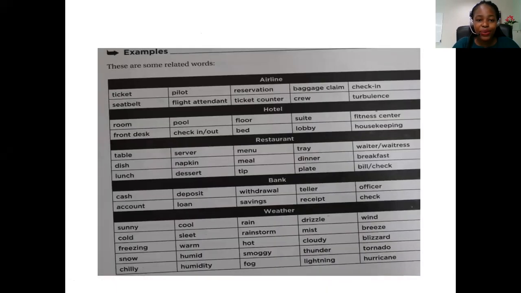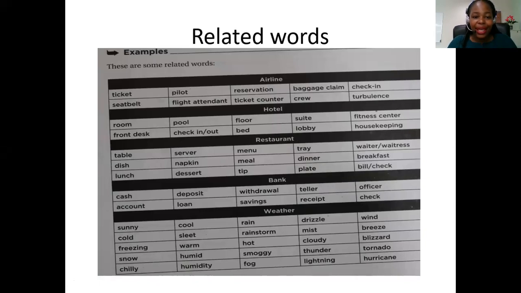Okay, we're going to look at words that are related. We have different types of places, and there are words related to such places. For an airline, we can find words like ticket, seatbelt, pilot, flight attendant. For a hotel, pool, room, front desk. For a restaurant, table, dish, lunch, dessert, meal, menu, tip. For a bank, cash, account, deposit, loan, withdrawal. For weather, sunny, cold, freezing, humidity, fog, smoggy, mist, breeze, windy.